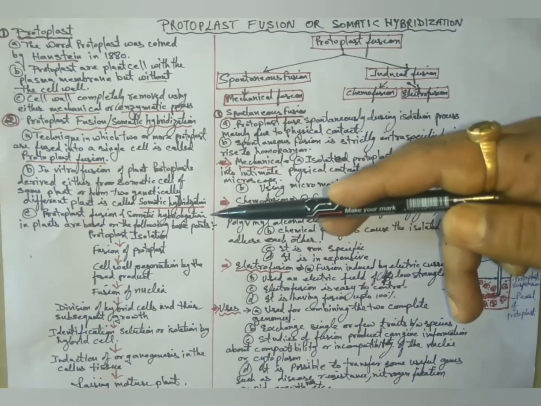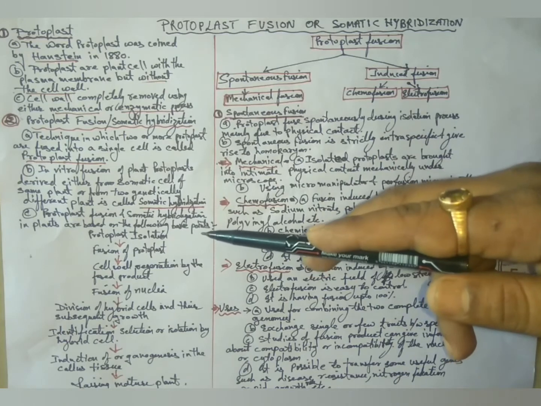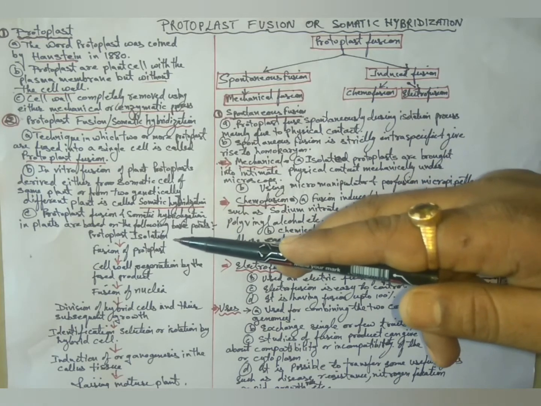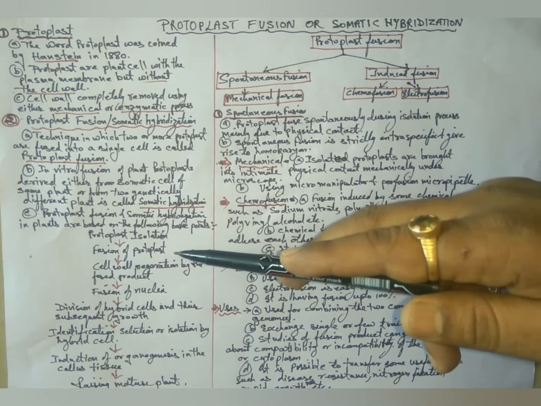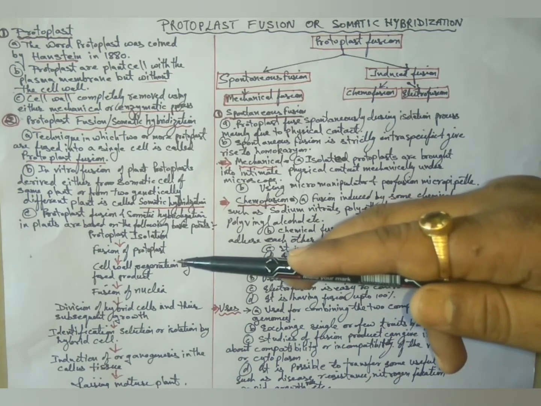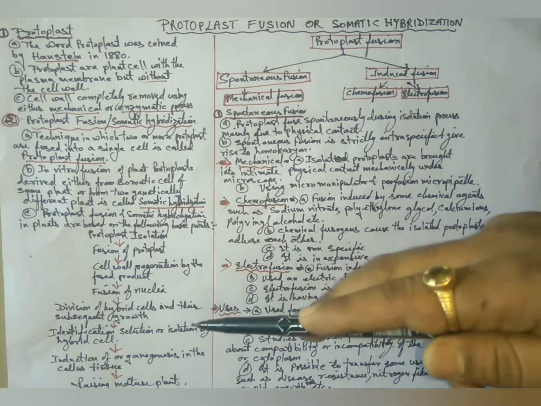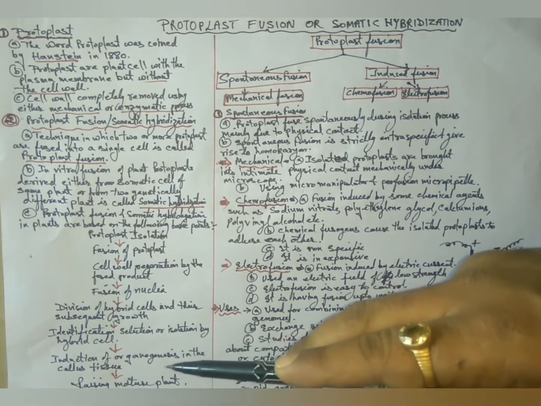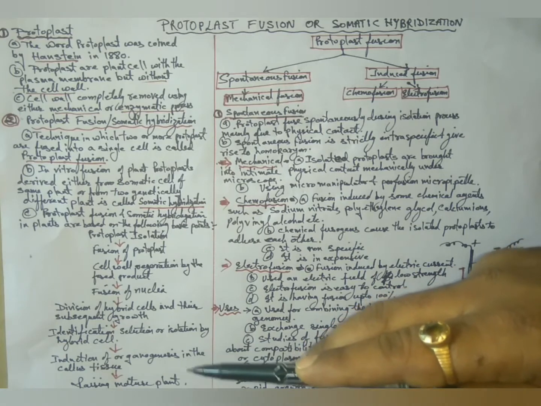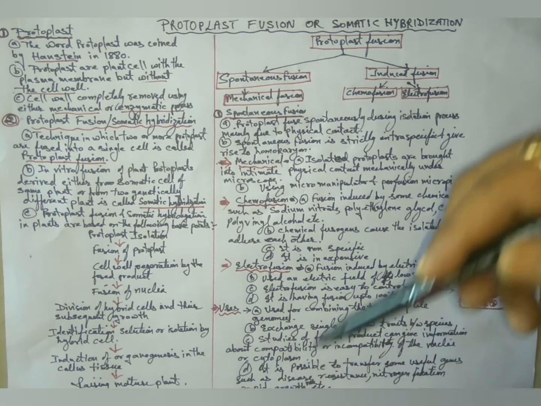Protoplast fusion and somatic hybridization in plants are based on the following basic steps. First, protoplast isolation. Second, fusion of protoplasts. Next, cell wall regeneration by the fused product. Fusion of nuclei. Next, division of hybrid cells and their subsequent growth. Next, identification, selection or isolation of hybrid cells. Next, induction of organogenesis in the callus tissue, and lastly giving rise to mature plants.